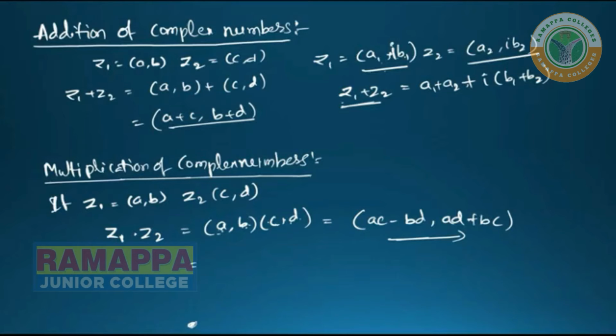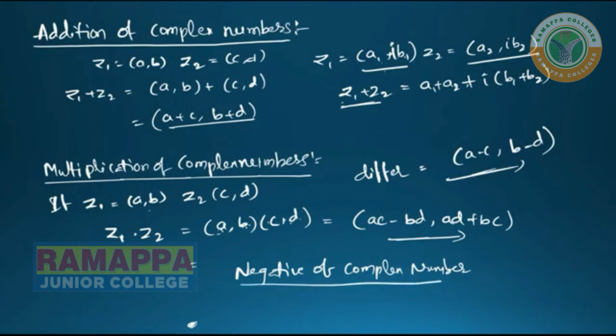Now move to the next one. Difference of complex numbers: here a minus c comma b minus d is the difference. Negative of a complex number: if we take a complex number z is equal to a comma b, then the negative, minus z, is equal to minus a comma minus b. So this is the negative of the complex number.